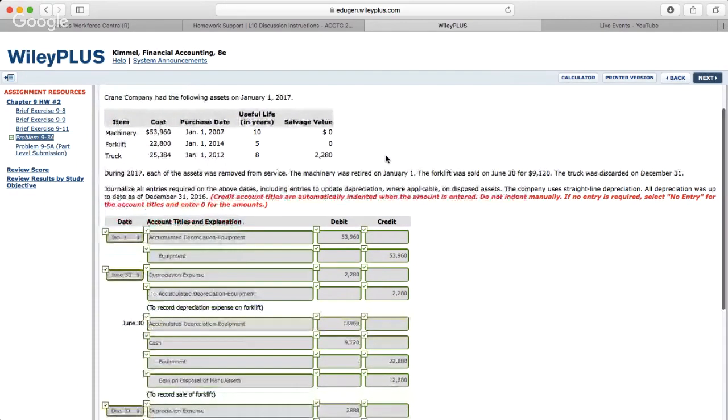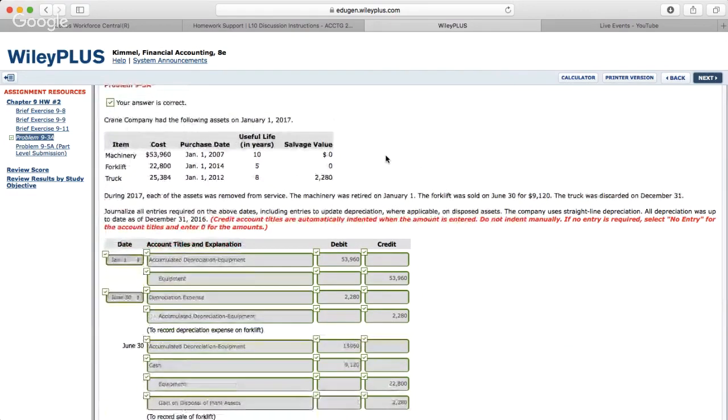So it says Crane Company had the following assets on January 1st, 2017, and then it lists them down here. And then it says during 2017, each of the assets was removed from service. The machinery was retired on January 1st. The forklift was sold on June 30th for $91.20. The truck was discarded on December 31st. Journalize all of the entries required on the above dates, including entries to update depreciation where applicable.